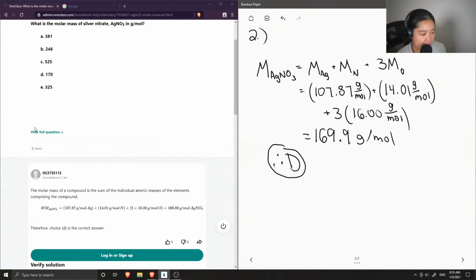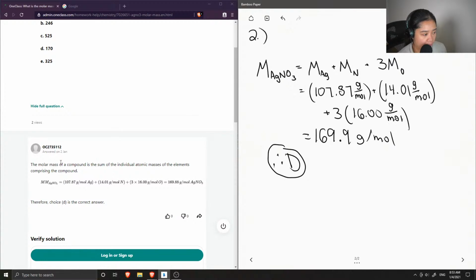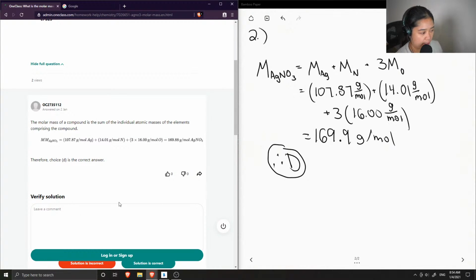And see what the junior tutor said. The molar mass of a compound is the sum of the individual atomic masses of the elements comprising the compound. And they also got around 169.9, and the answer is D. Yep, so this solution is correct.